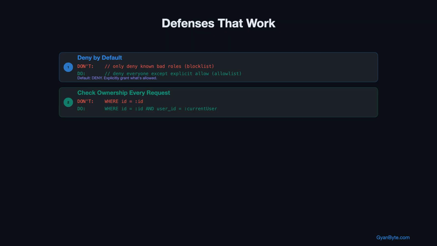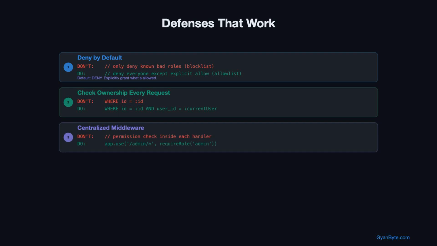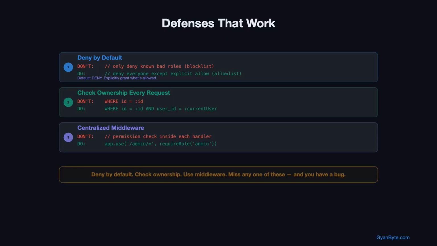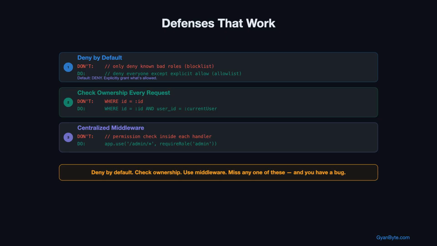Check ownership on every single request, not just on the list endpoint, on the detail endpoint, edit endpoint, delete endpoint, every one. Centralize your checks in middleware. Scattered permission logic means one route always gets missed. One function, applied at the router level, closes that gap.